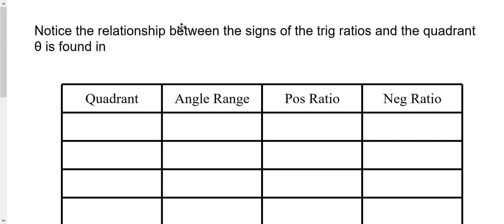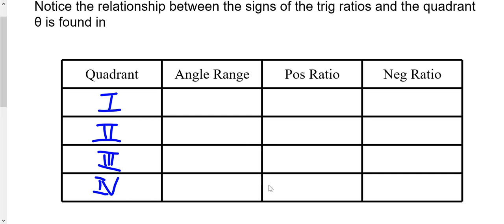Notice the relationship between the signs of the trig ratios and the quadrant theta is found in. So if you look at this, of course we have 4 different quadrants that we can talk about. We did 3 of them. You figure out the 4th one. So quadrant 1, quadrant 2, quadrant 3, and quadrant 4. This part, we already mentioned last day, so I'll quickly go over that.